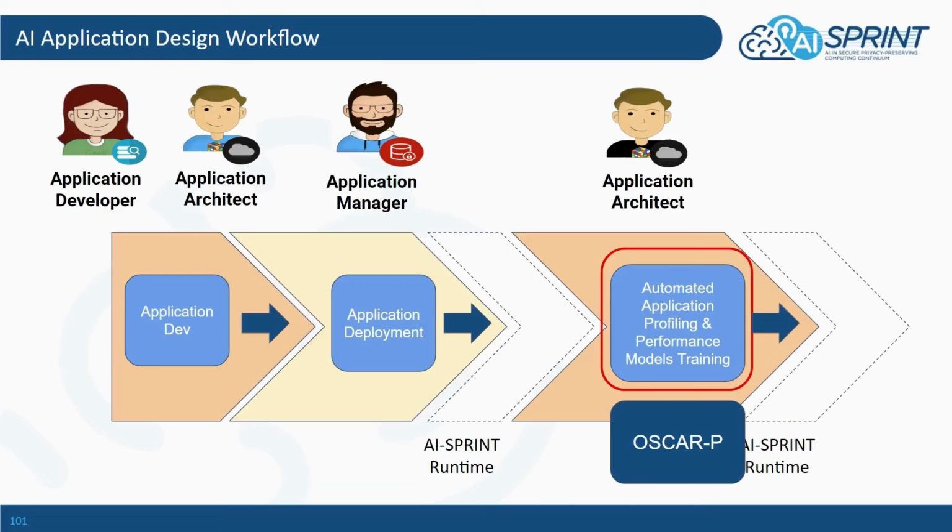After testing the application on the base deployment to make sure that it works, the OscarP tool can then be used to profile it extensively, given the resources specified as candidates, considering different loads and different configurations. And from the data collected by this profiling campaign, we can then generate the machine learning performance model.